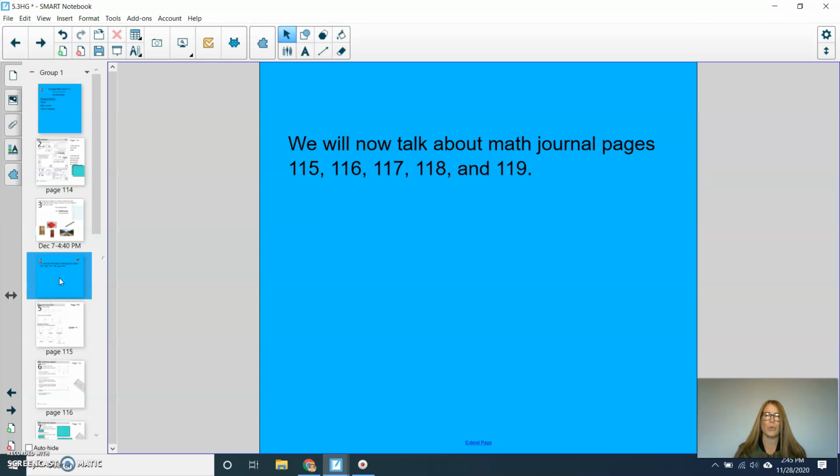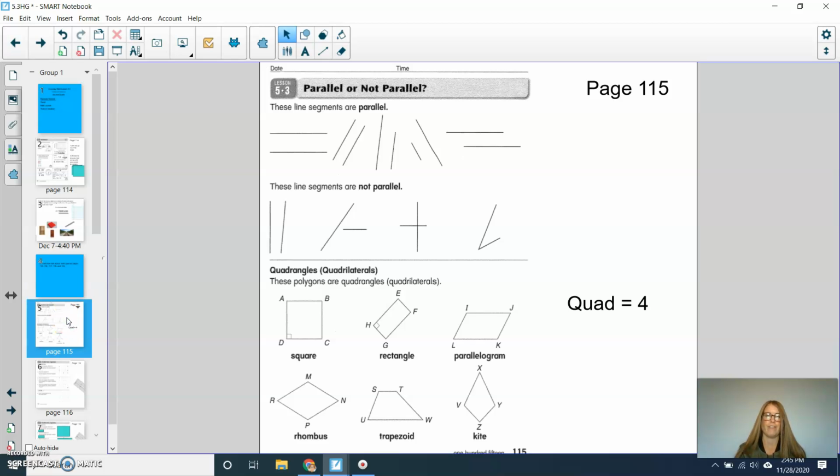So today we're going to do quite a bit in our math journal. So we'll start out with talking about page 115. There isn't anything you need to write down on this page. I just want you to listen as I read this page to you. So these line segments are all parallel. Notice how if they kept continuing, they would not meet. They would not cross or intersect.